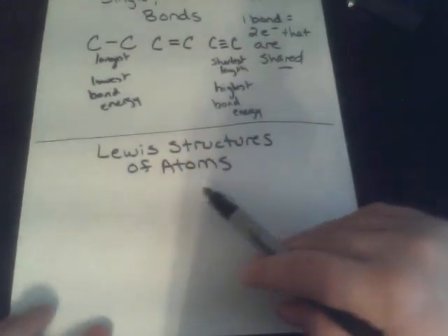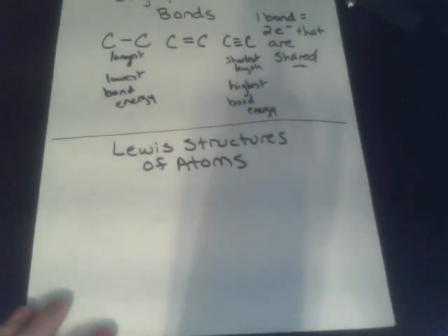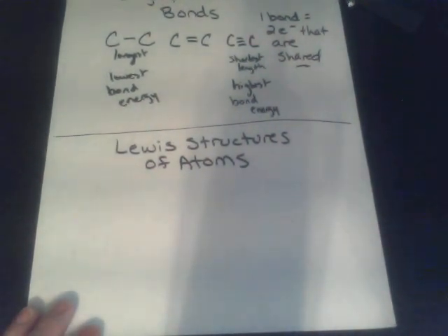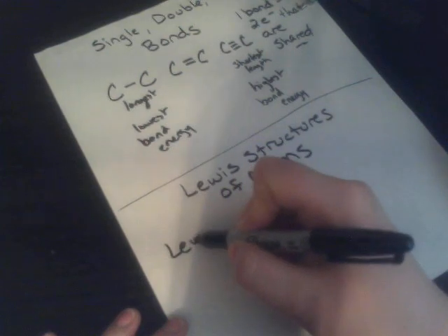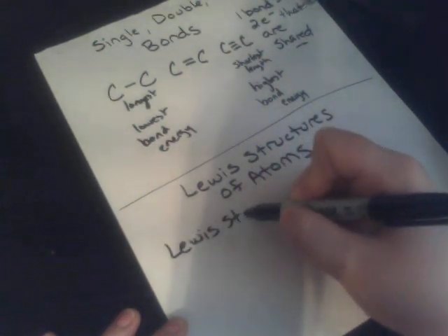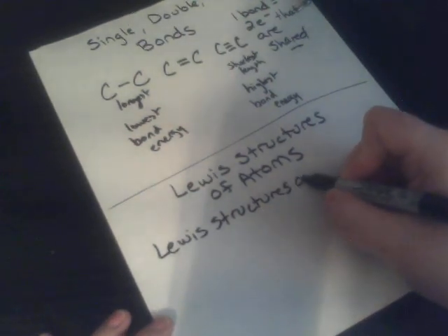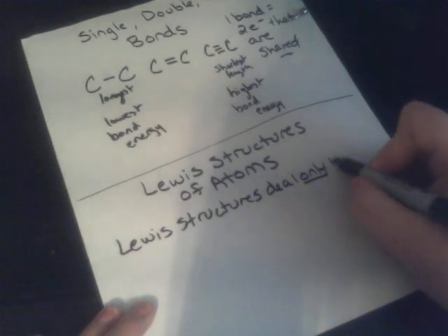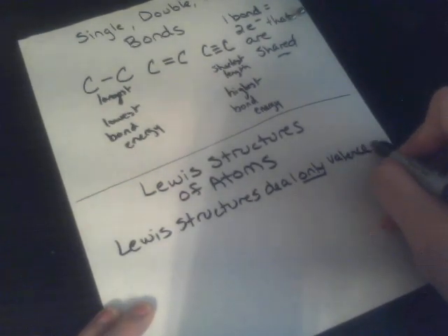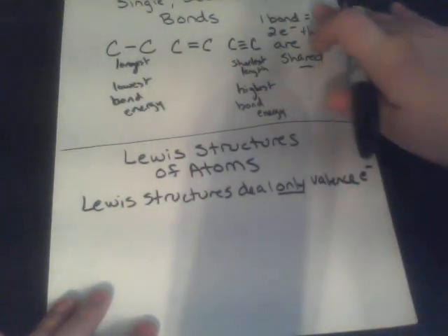So let's switch gears and talk about Lewis structures of single atoms. So in this chapter we're going to really get into Lewis structures, and Lewis structures deal only with valence. So that's a big thing to get straight right now. They deal only with valence electrons. So they don't deal with anything else.